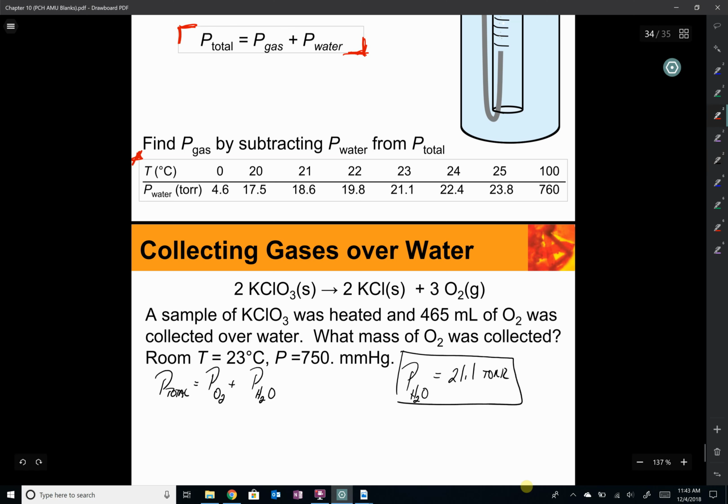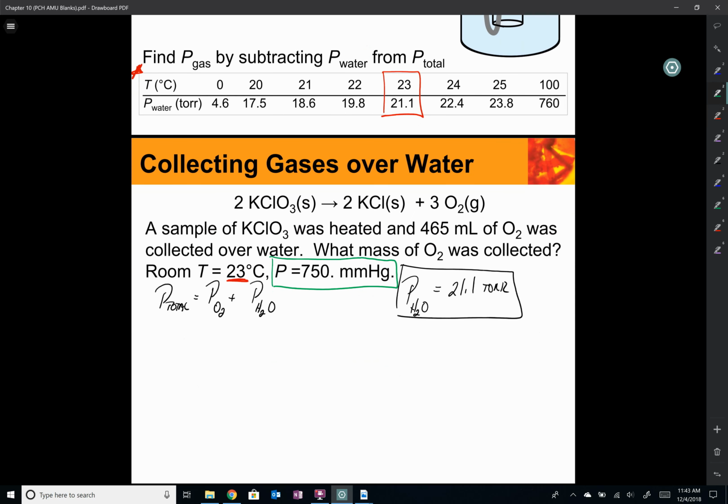How do I know that? Well, it tells me right there: at 23 degrees Celsius, it gives us the value for that. So what is this other number here? That value is my total. P total is equal to 750 millimeters of mercury, and P total is equal to the sum of the two partial pressures.